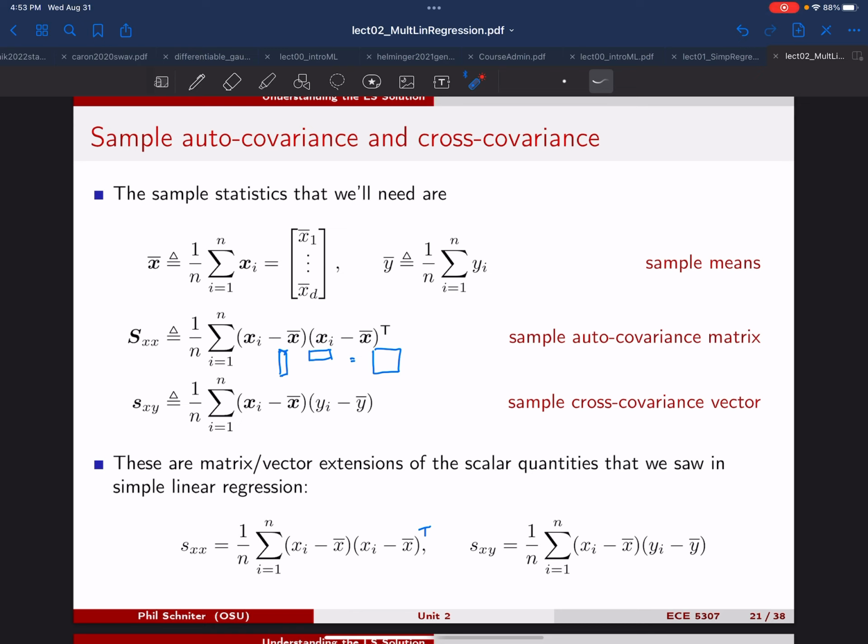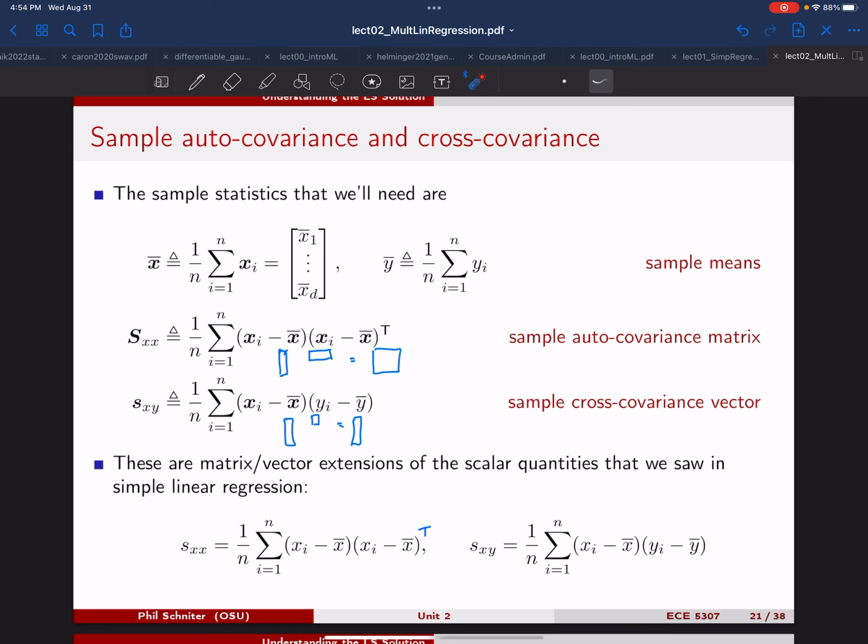It turns out that if you look at the diagonal elements of this matrix, those are the variances of each of the different features, sample variances of the features. Then we have our cross covariance vector, which is a direct generalization of our covariance from last unit to where these x quantities are vectors. So in this case, the first one is a vector, the second one is a scalar, so when you multiply those, you just get a vector. Okay, so this is why we're writing this with a little s, it's just a vector, but this one is a whole matrix.